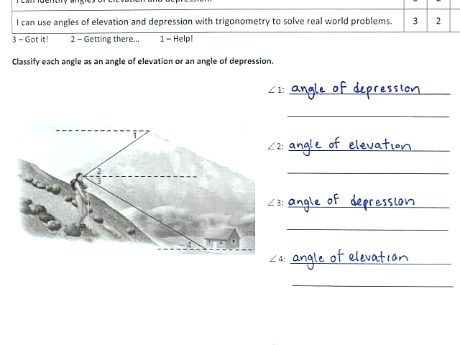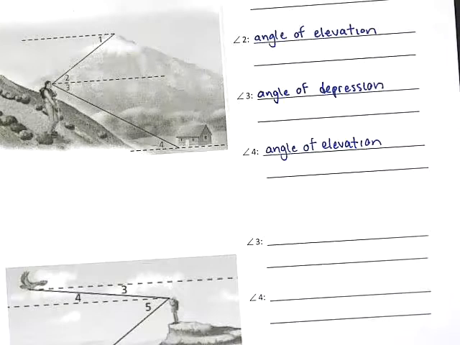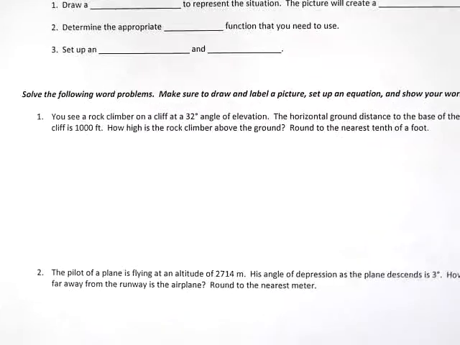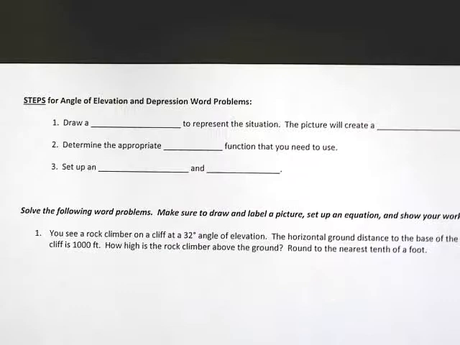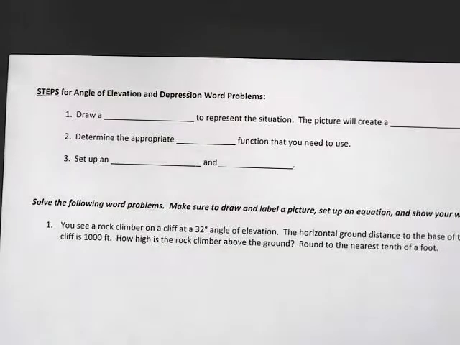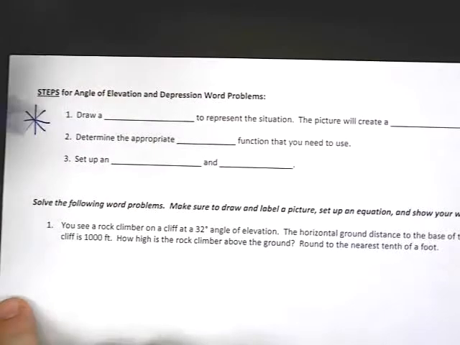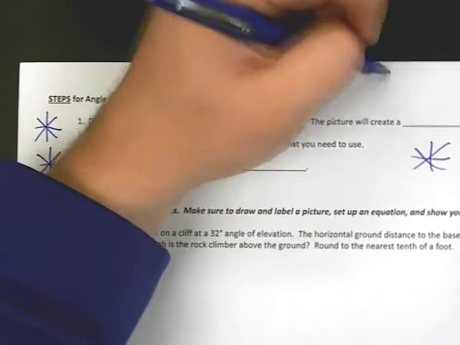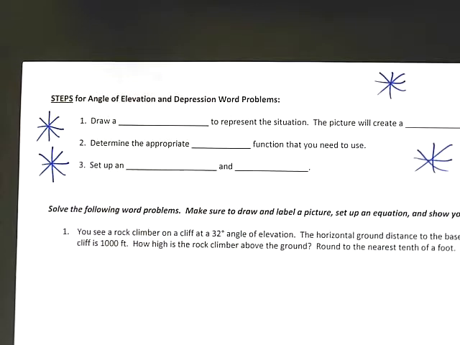Alright, now I'm going to skip this next example for right now. If you want extra practice, please feel free to do it, but I think we should be okay on that. And what we're going to do is move on. We're going to start figuring out how to solve these word problems. So, steps for angle of elevation and depression word problems. Please star this. Please understand that this section right here is super important, and it will be very, very helpful while you're trying to learn how to do these problems.